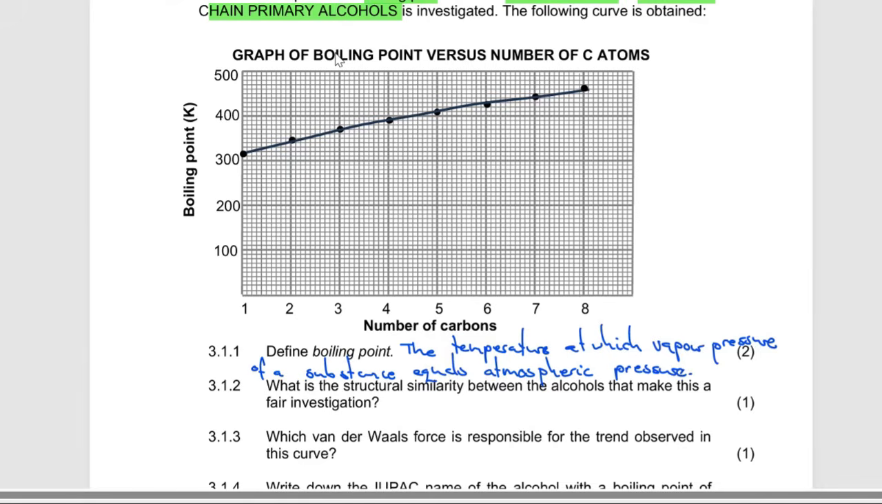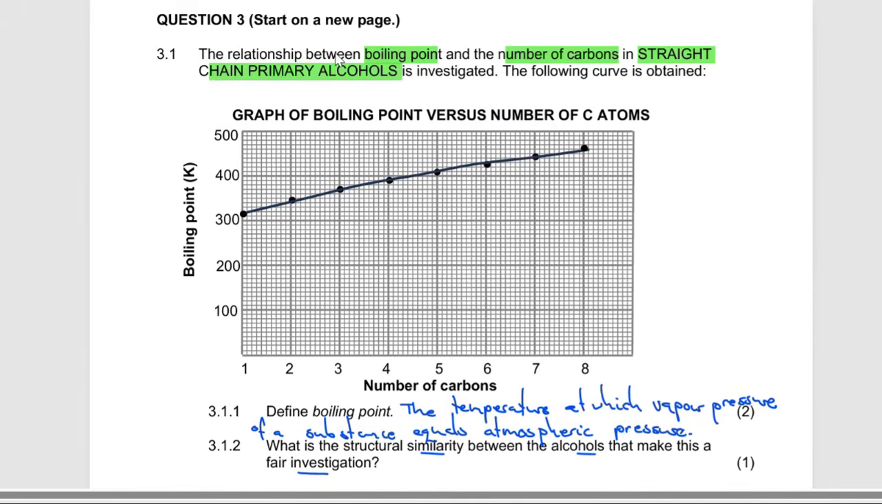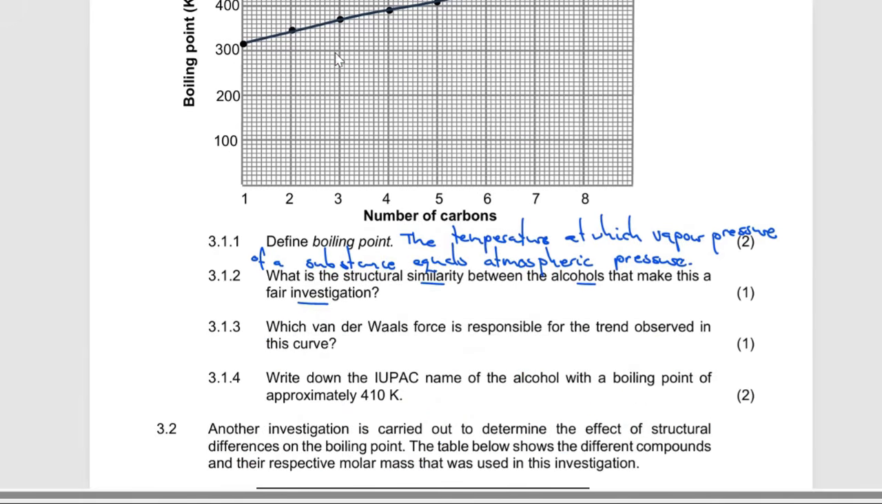Then moving on, 3.1.2, we are asked what the structural similarity is between the alcohols that makes this a fair investigation, right? So what makes it fair is that, as we are told at the top, all of them are primary alcohols, and they all have what? Straight chains. So straight chain and also primary alcohol, right? So I'm going to start by saying primary alcohols.